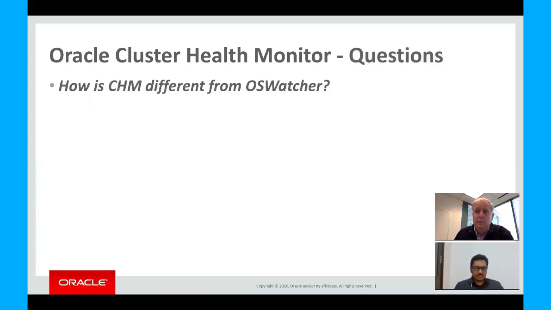CHM is designed to work under duress. The idea is that when the system is under stress, we want to be able to capture last gasp data. This is all written in C, so these are not scripts, and we don't fork any process to get underlying metrics. To make sure that we can successfully collect metrics under stress, we run in real time, and we also lock down our memory. So that is one part: the ability to collect data under stress.